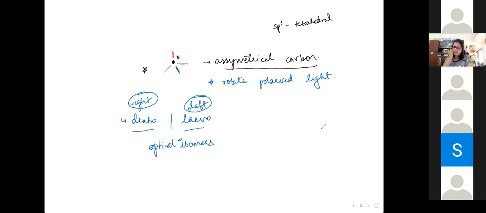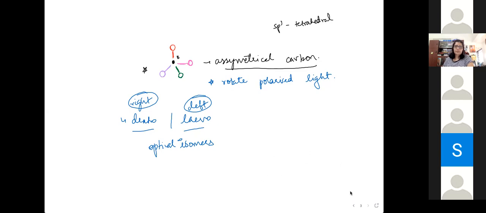Yeah, Rishit? I didn't get it. How does it become symmetrical if you add it? How does it make it asymmetrical? Could you just repeat that part? Yeah, asymmetrical is when all 4 groups attached to the carbon atom are different. That's the only criterion for it being asymmetrical, when you have completely different groups attached to all 4 of them.